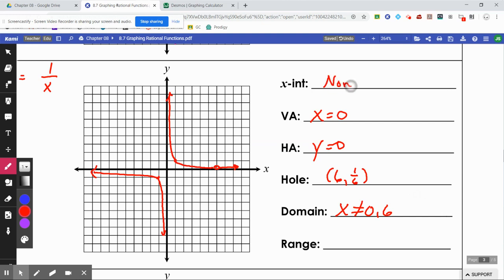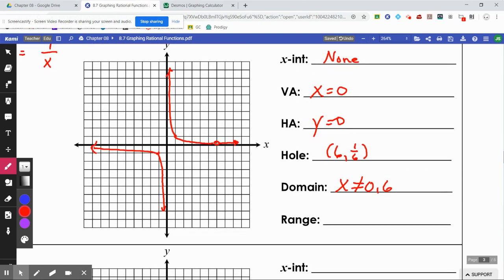X-intercepts, there will not be one. It will not cross the x-axis. Your range is going to be from -infinity up to 0, and then from 0 to positive infinity.